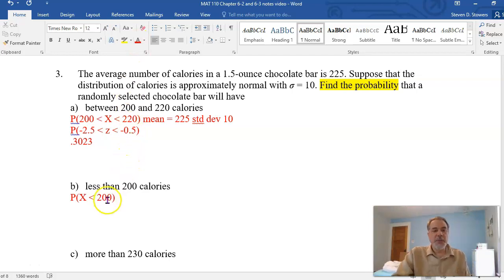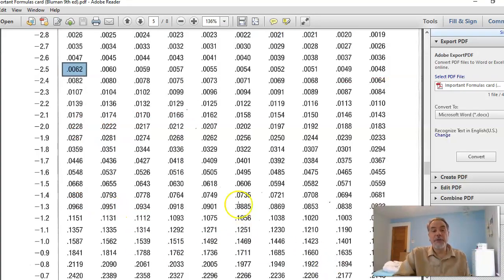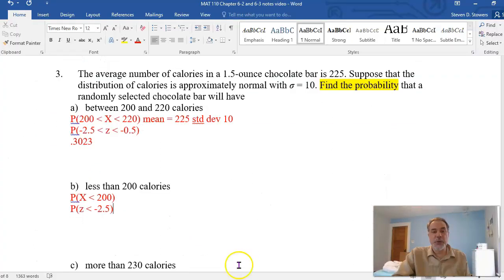So again, we start by converting that number 200 to a z-score, and we already know what it comes out to be. It comes out to be negative 2.5. So now this is the probability of z being less than negative 2.5. And for that kind of problem, we just look up the negative 2.5 on table E, and we get our answer, 0.0062.